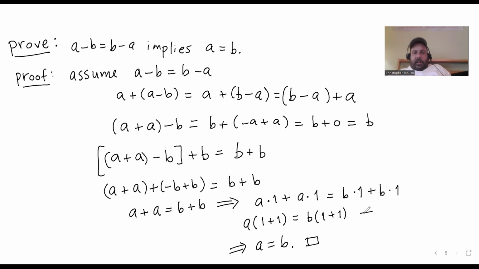Just don't forget that I didn't write it down, but in this step, you have to multiply, just because I'm running out of space, multiply both sides by 1 plus 1 inverse. So by the multiplicative inverse.